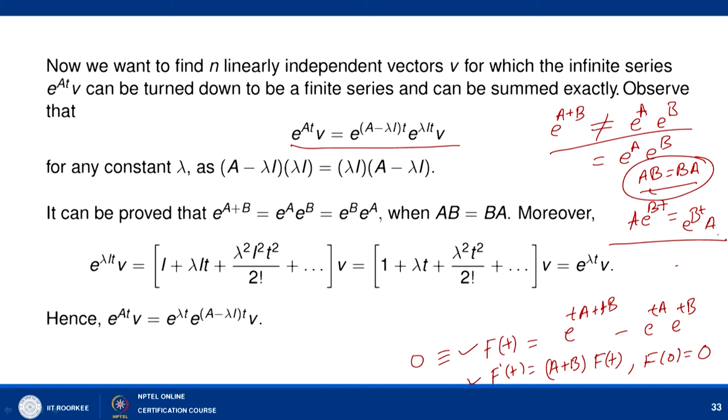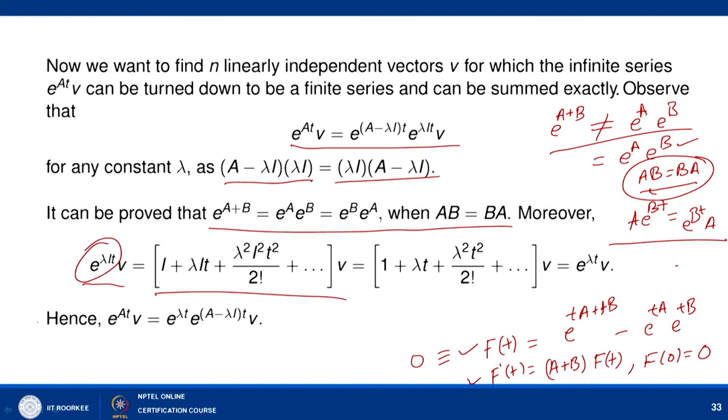Okay. Using this condition that if ab equals ba, then e to the power a plus b equals e to the power a into e to the power b, I can write e to the power at v as e to the power (a minus lambda I)t into e to the power lambda I t. Here (a minus lambda I) into lambda I is equal to lambda I into (a minus lambda I), so we are using this condition. Now e to the power lambda I t can be written as I plus lambda I t plus so on, and since I square is the same as I, we can take out this I and write this as e to the power lambda t, I into v, which is nothing but v.